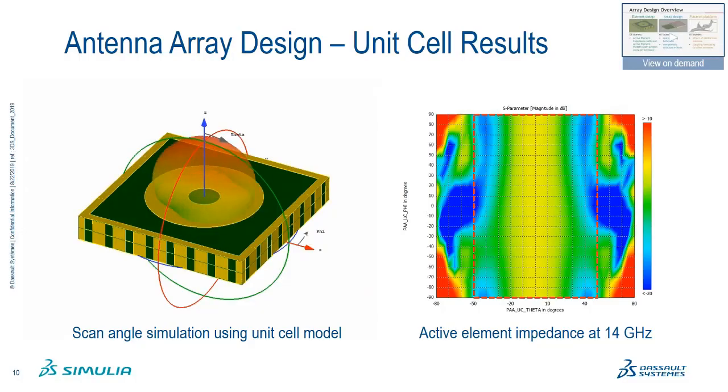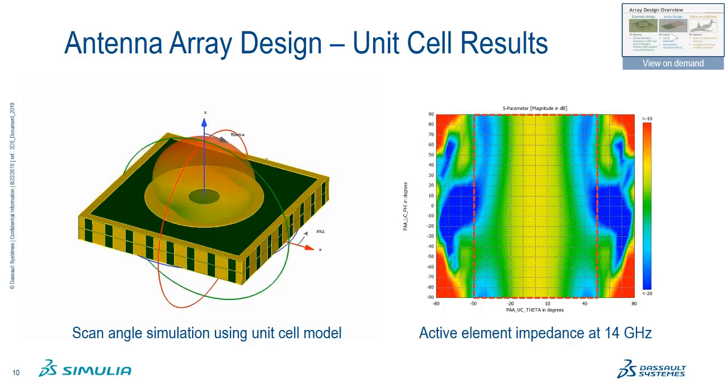Let's look at some important results from the infinite array analysis. You can see the beam scanning on the left. As the beam scans to wide angles, the impedance becomes high, and this limits the operating range for beam scanning. The active element impedance is plotted on the right.